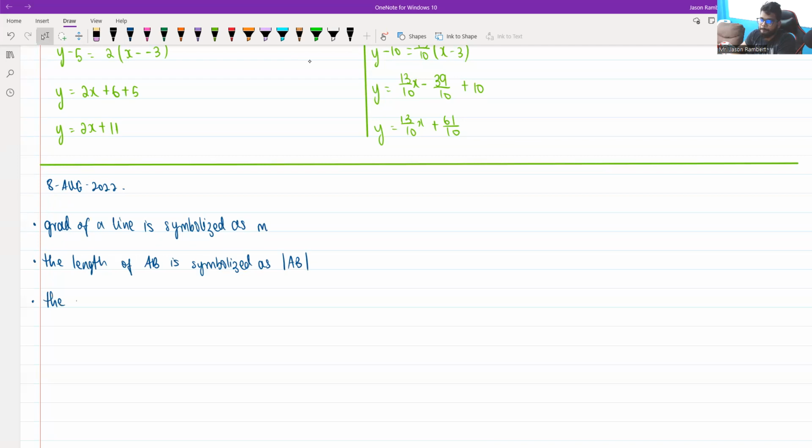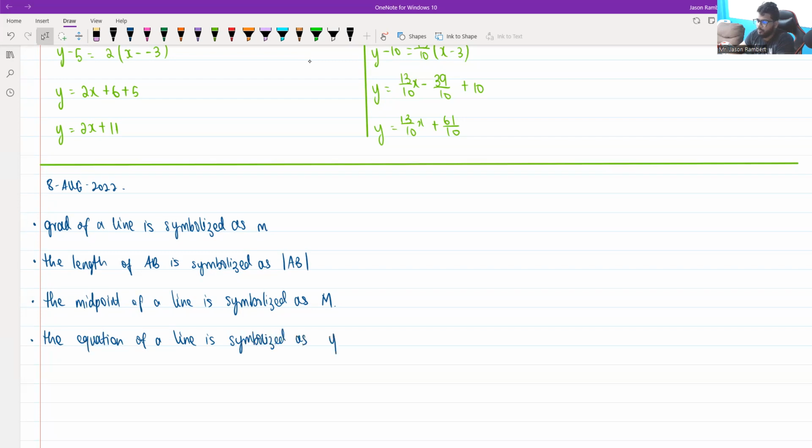We learned about the midpoint of a line, which is symbolized as capital M. And the equation of a line, which I will say is the most important one, is symbolized, for lack of a better term, as y is equal to mx plus c, where m will represent the gradient and c will represent the y-intercept.